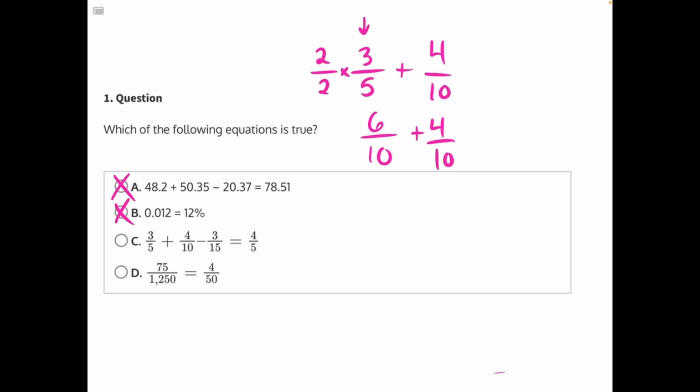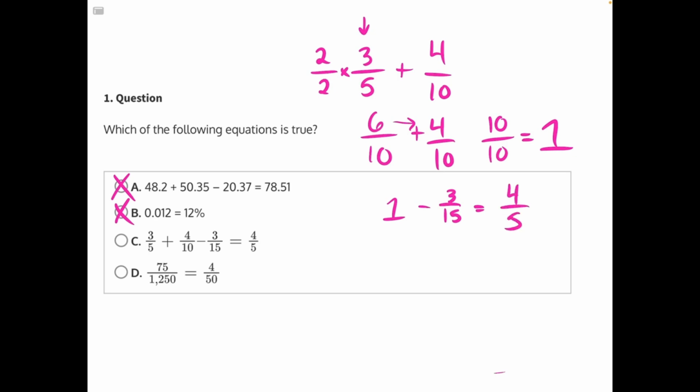Now we have common denominators. We can add our numerators. 6 plus 4 will give us 10 over a denominator of 10. And anytime the numerator and the denominator are the same number, that is just equal to a whole number 1. So now, for the rest of the equation, we would have the number 1 minus 3 over 15 should equal 4 over 5.